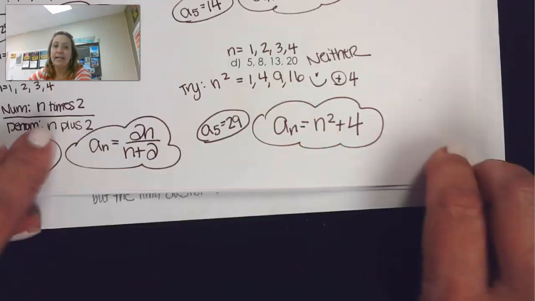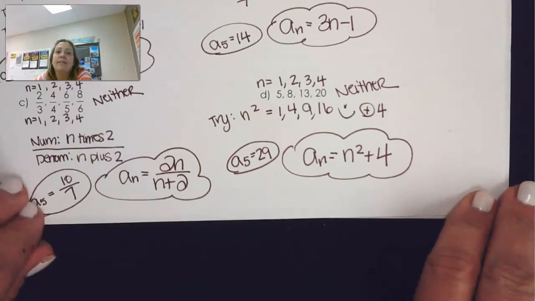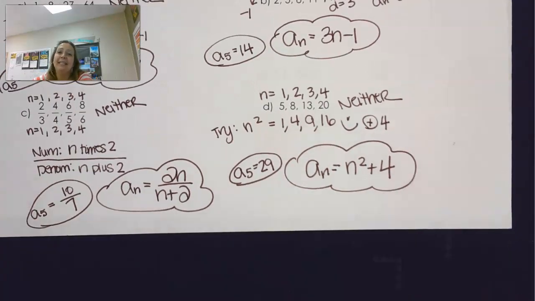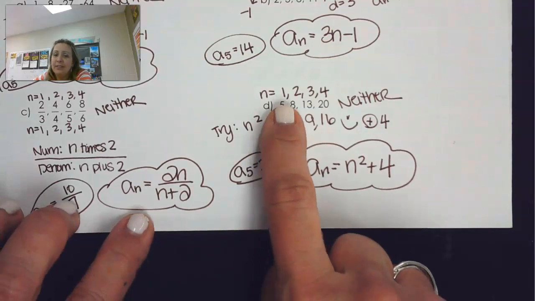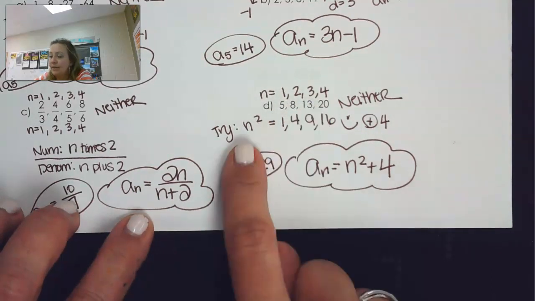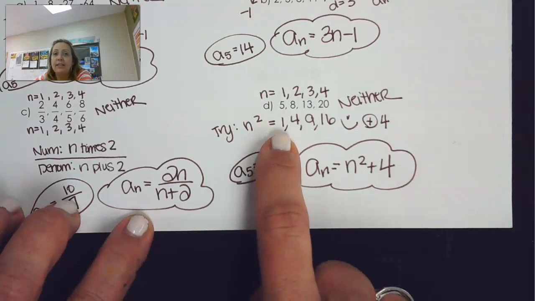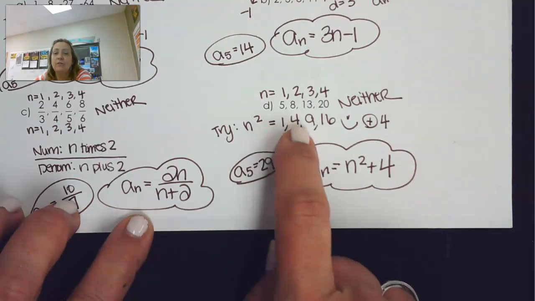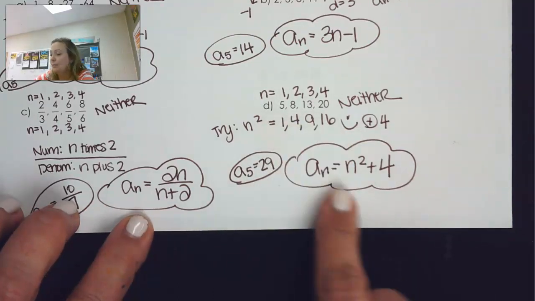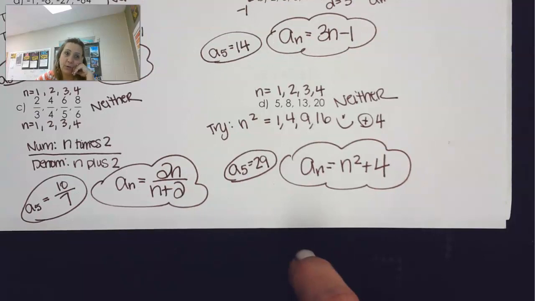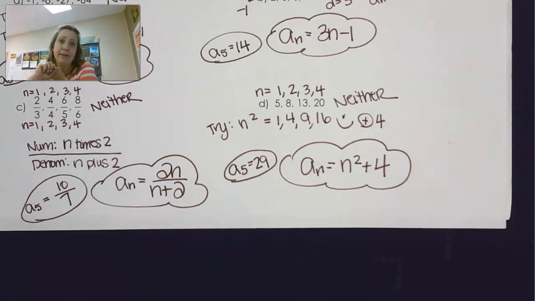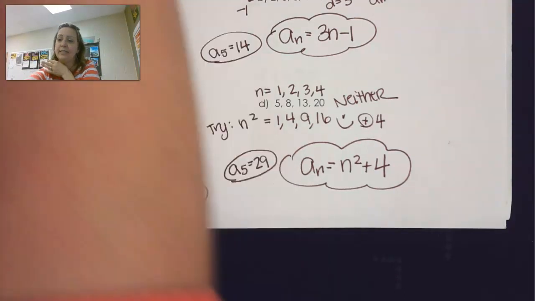In the last one, this one again is a neither. When I wrote the values for n, I didn't really see a relationship. But when I wrote the values for n squared, I saw that, ooh, look, these are all just 4 away from the values. So my rule is a sub n equals n squared plus 4, and therefore a sub 5 is 29.